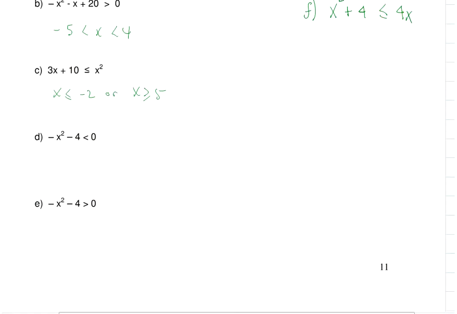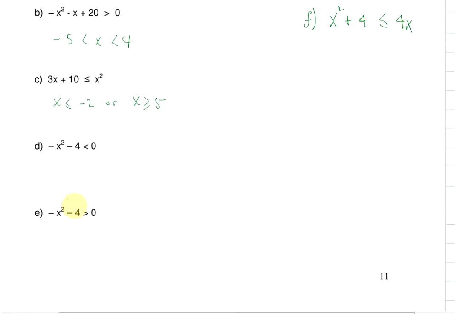Okay, now D and E are related. Okay, notice they're the same inequality. The only difference is that on the first one we want what's below the x-axis, and on the second one we want what's above the x-axis. Now, neither one of these is factorable. Okay, so we're going to sketch our graph using a different method.